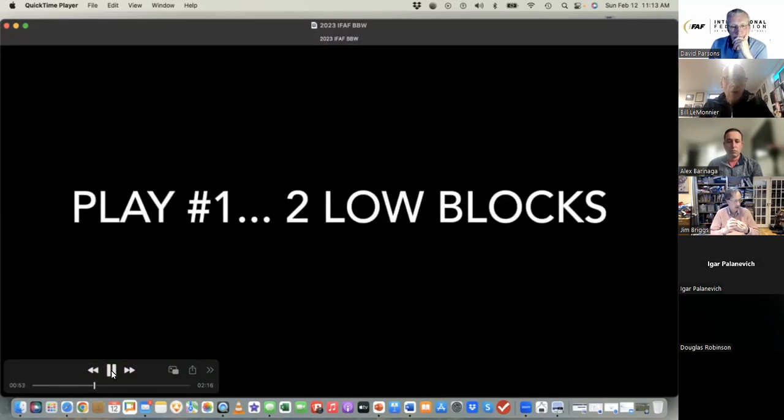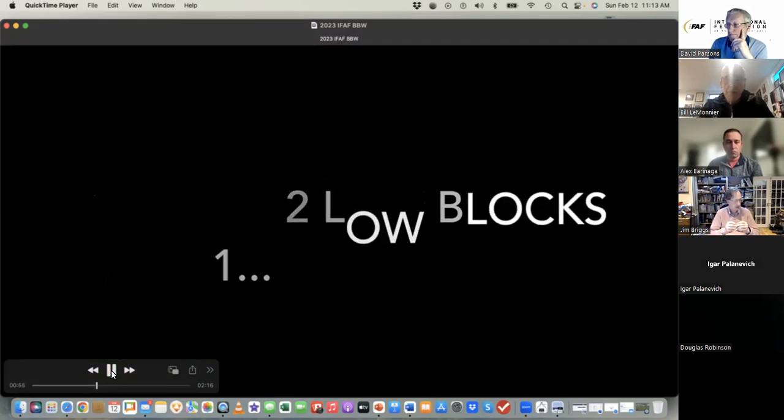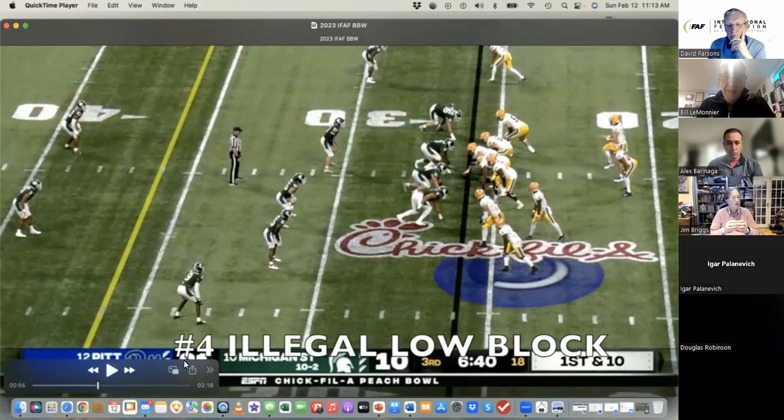All right, now our first play here. There's actually going to be 2 low blocks on this play. Okay. Now we'll look at them for why they're legal or why they're illegal. And then we'll look at them too for where's the responsibility and mechanics for how we should cover these plays.